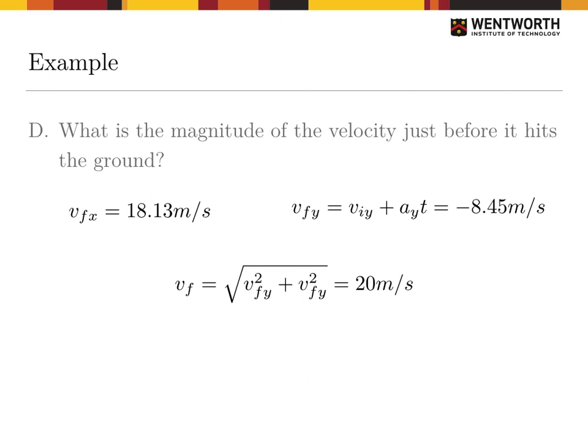We can then use the initial y component of the velocity along with our calculated time of flight to determine the final y component of the velocity, which I get to be minus 8.45 meters per second, which makes sense because it is negative, indicating that it is falling. Then the final velocity is determined using Pythagorean theorem. We have the x and y components of the final velocity, so plugging them into the Pythagorean theorem gives us the magnitude.